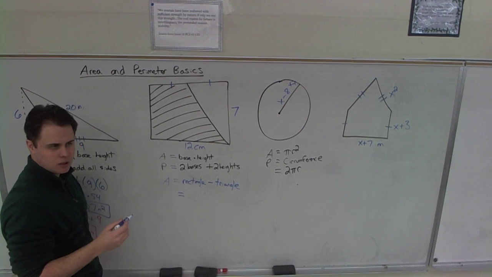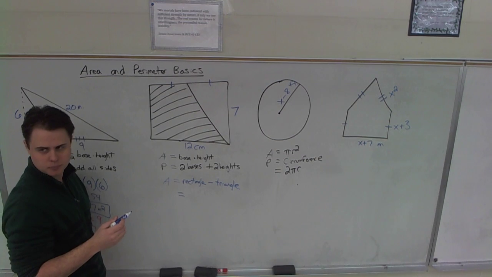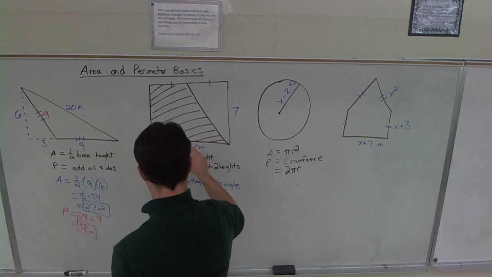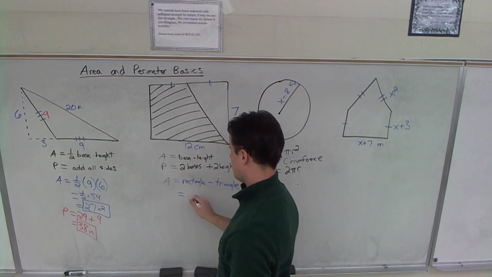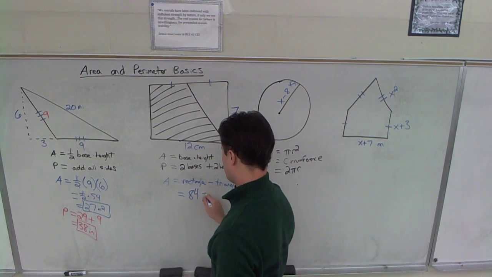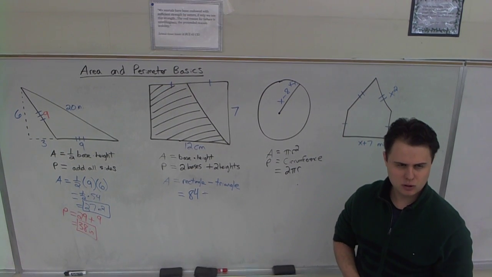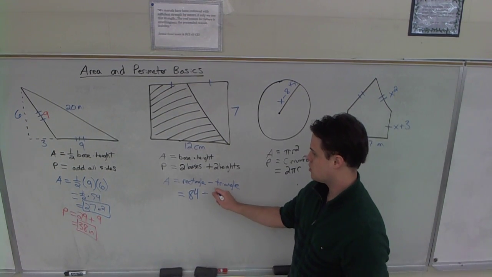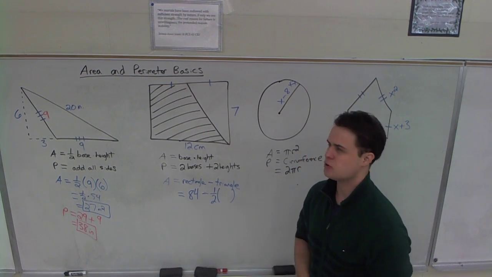Okay. So the rectangle's easy, right? What do we do for the rectangle area? What times what? 12 times 7. 12 times 7 is 84, I think. And then my triangle formula is half. What's the triangle's base?